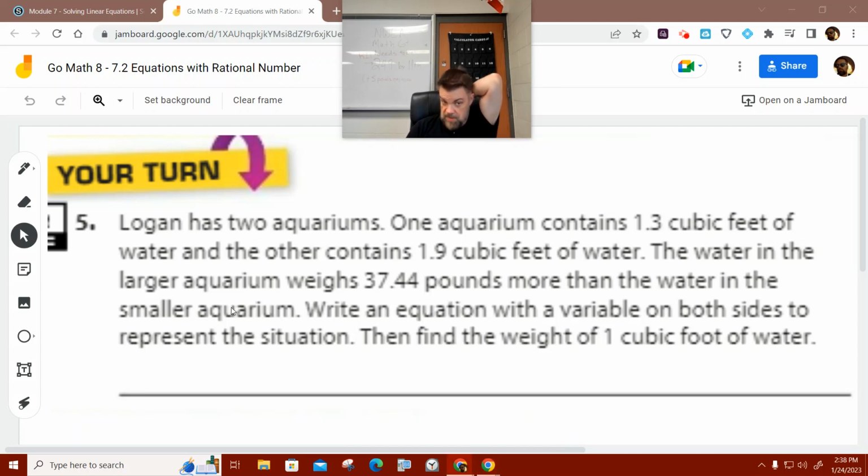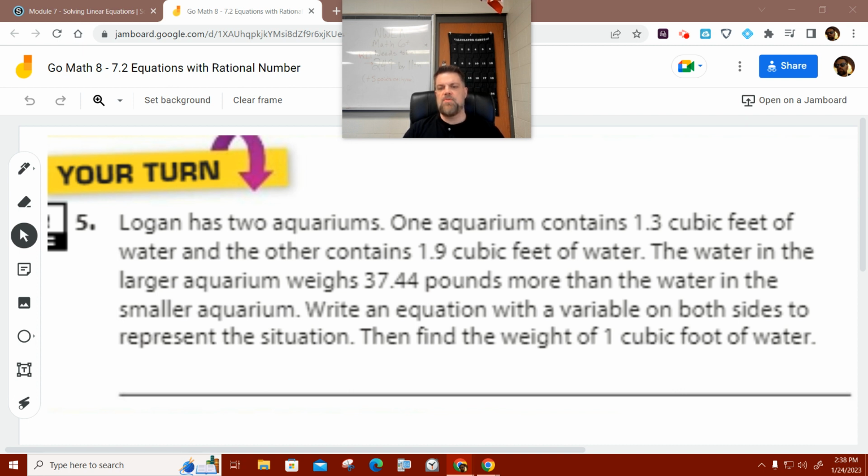Okay, so let's do this your turn. I know I skipped your turn 2 and 3. That's because they're basically the same types of problems. So for this one, it says, one aquarium is. Got to find my little space here.